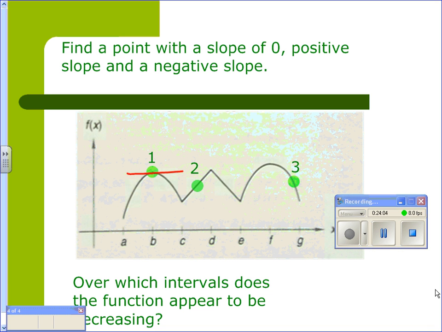Okay. Which one has a positive slope? Is that slope increasing? Does that make sense? Which one has a negative slope? Is that one decreasing? Y'all see how that works? Any questions on that part? Okay.